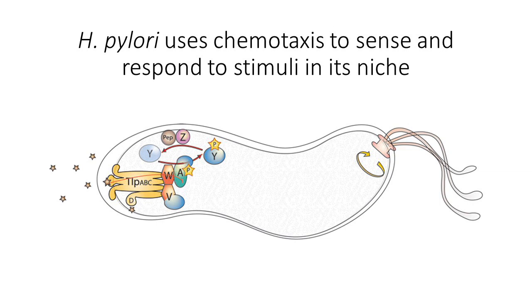Chemotaxis is used by bacteria to sense and respond to chemical stimuli in their niche. So TlpB is a chemoreceptor that H. pylori uses to sense and respond to its chemical stimuli. When something favorable, called an attractant, is sensed, H. pylori will swim towards the attractant. But when something bad, or a repellent, is sensed, it swims away from it.